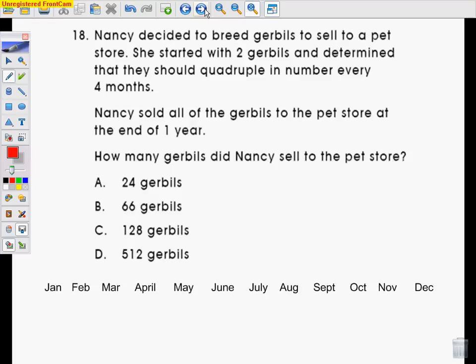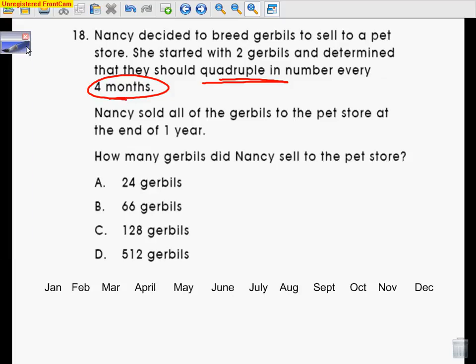Well, we're talking about quadrupling every 4 months. Before we even do that, let me say this. If you notice the word quadruple, that means to multiply by 4. Quad means 4. And we're quadrupling every 4 months.